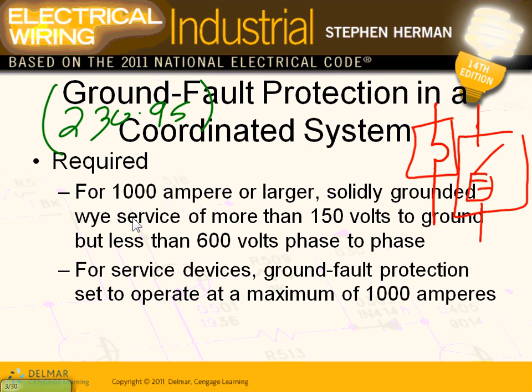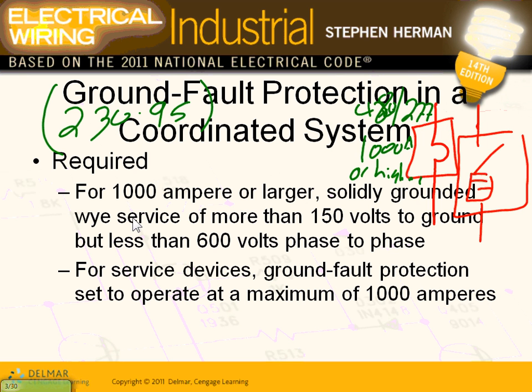Here's what it tells you. If your circuit breaker is 1,000 amp or higher, and the voltage is 480/277, not 430, 480/277, 1,000 amp or higher, you are required to provide a sensor called ground fault protection to protect the system from ground fault.